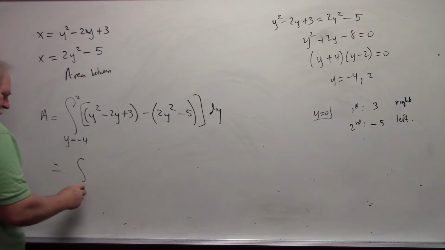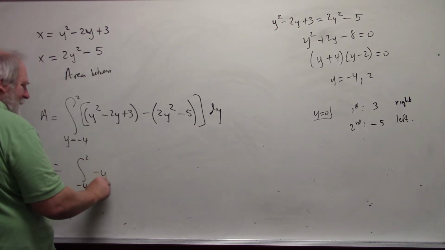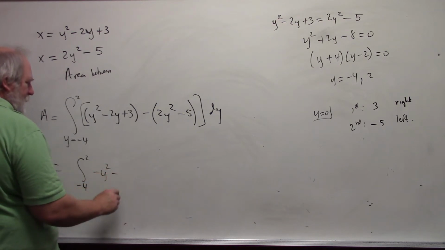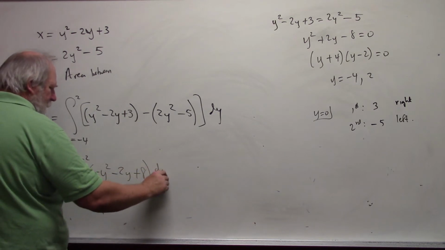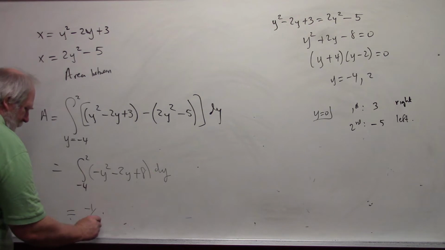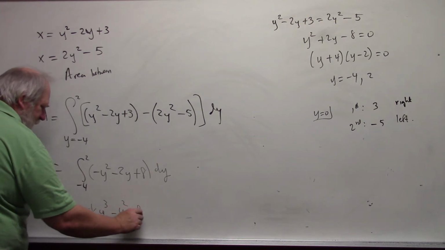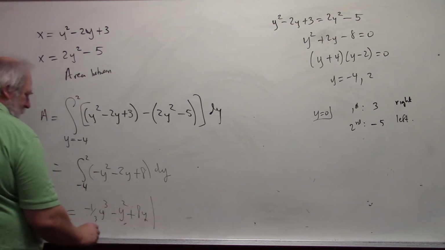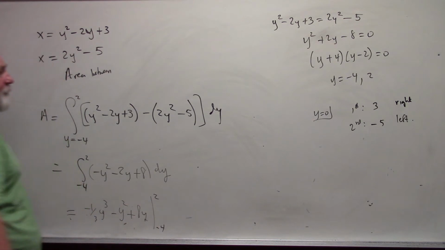And again, I will do a little bit of this, but not all of it. This is now negative y squared minus 2y plus 8. And so when I take the antiderivative, I get negative 1/3 y cubed minus y squared plus 8y, evaluated from negative 4 to 2. And whatever numerical value that comes out to be.